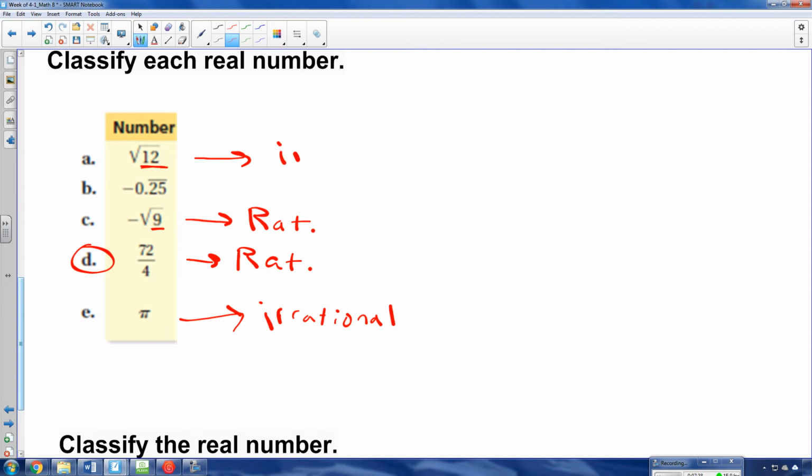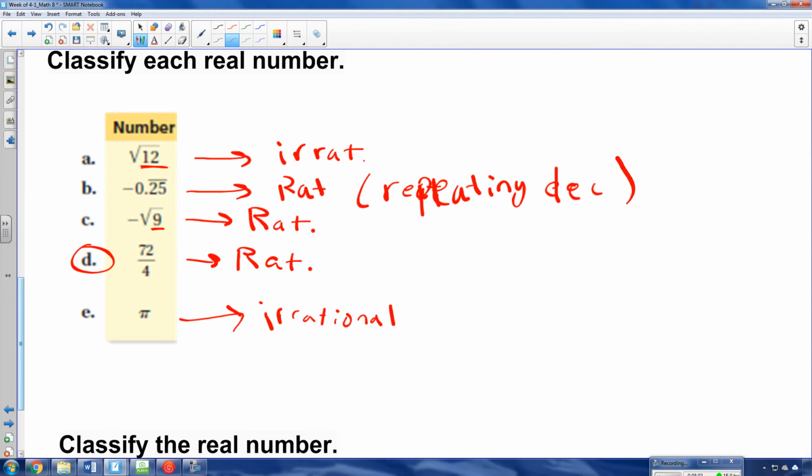Okay? And now this question is 0.25 repeating. Well, any repeating decimals are okay. So because it's a repeating decimal, I'm going to say it's rational. And then I'm going to say right here, repeating decimal. This is okay. So like this, these are all going to be rational if you have a repeating decimal.